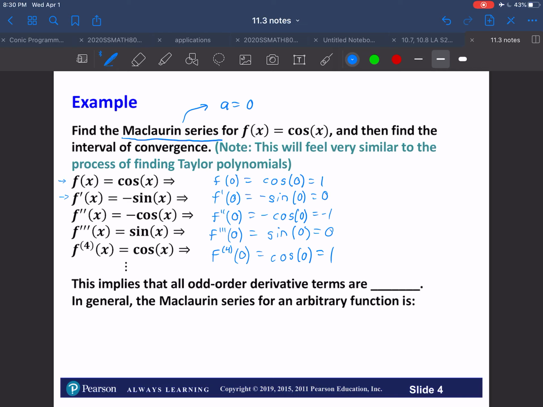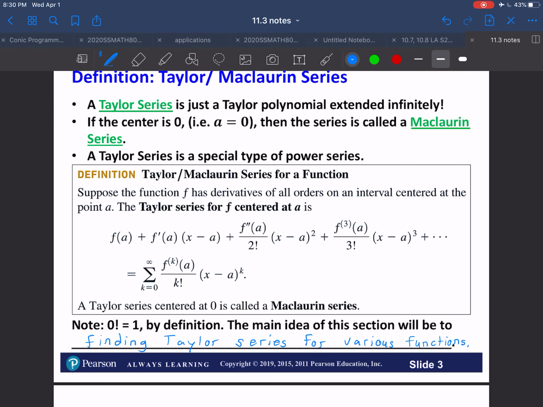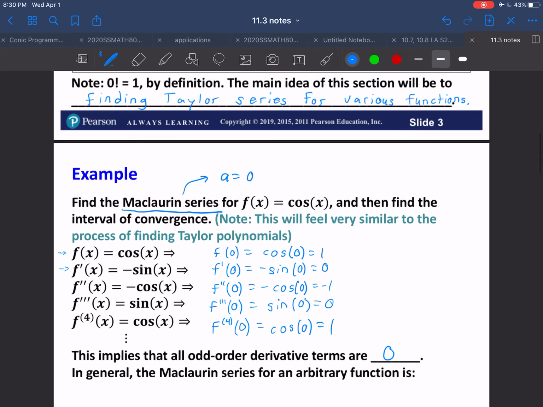So one thing that we might notice here is that all of the odd order derivative terms are 0. Right? So if we took the first derivative, the third derivative, fifth derivative, seventh derivative, they're all 0. So this is the derivative calculations. The next thing we're going to note is just what the general way to write a Maclaurin series is. So in general, going back to this slide, we're just going to copy this thing down, except with a equals 0.